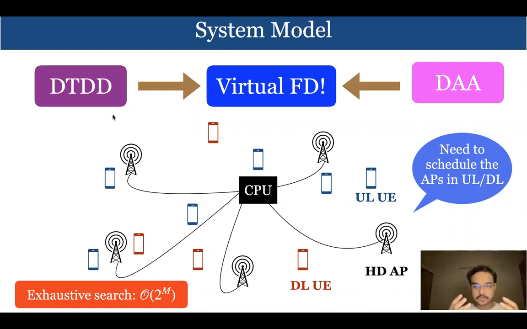Before I go into how we solve this problem, one thing to observe is that the APs are half duplex, but by enabling dynamic TDD, we are able to serve the uplink and downlink queues simultaneously, and therefore the system model behaves as a virtual full duplex system.